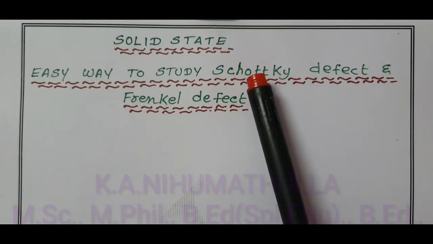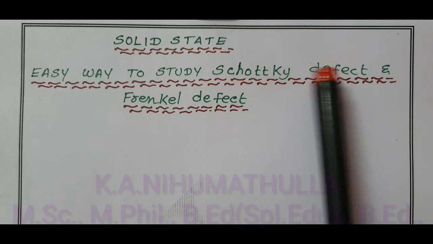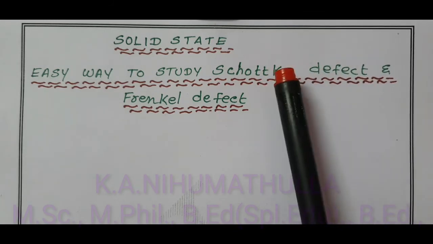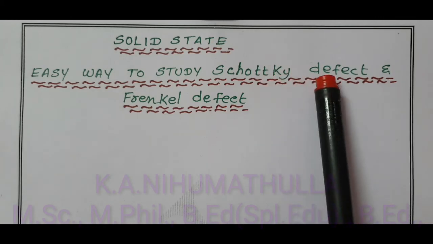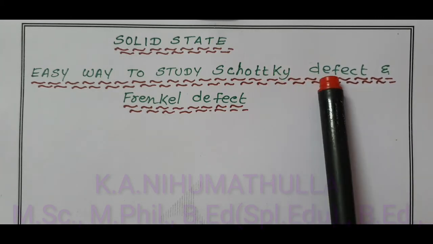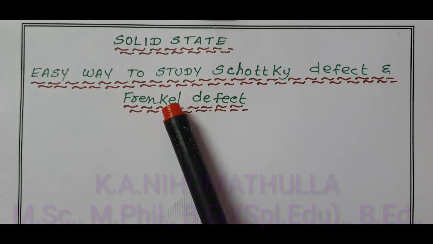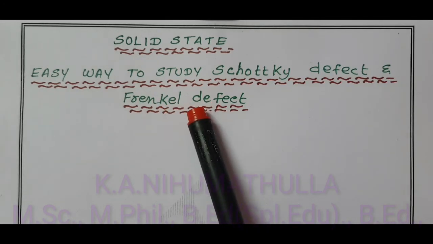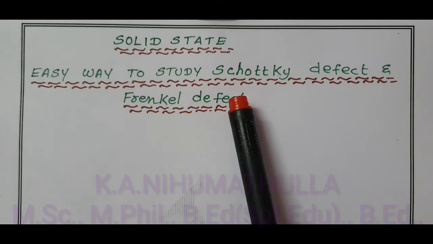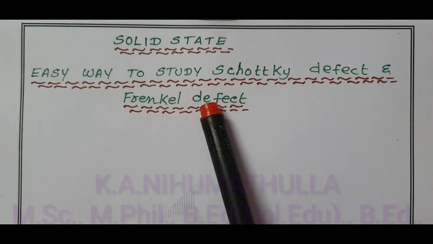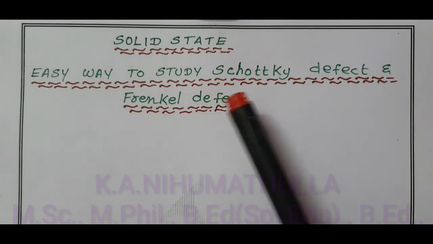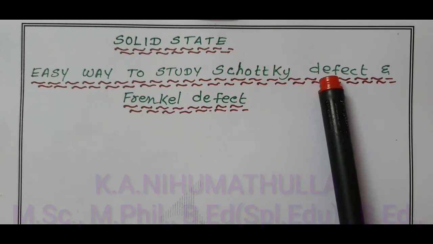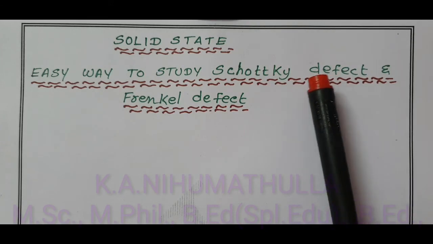For example, first point, Schottky defect arises in ionic crystals in which both the cation and anion are almost similar in size. Frenkel defect takes place in ionic compounds in which the anionic size is very much higher than that of the cationic size.